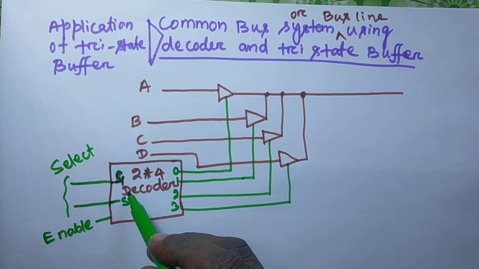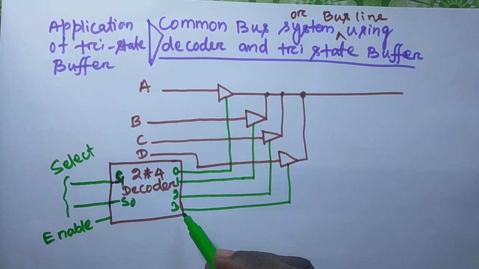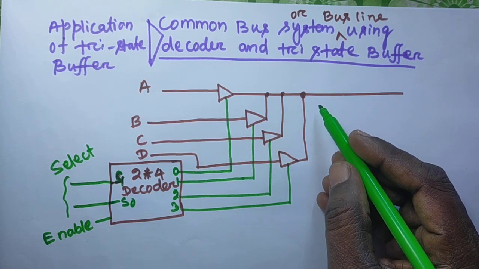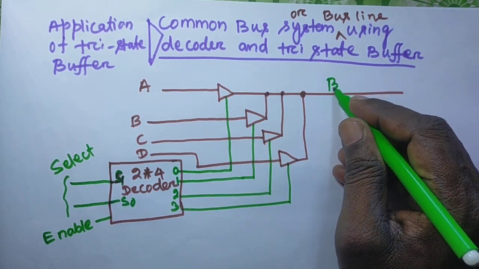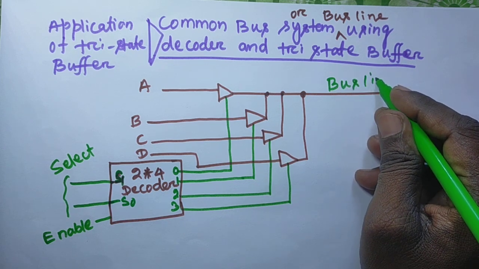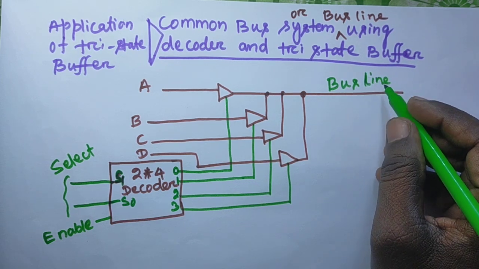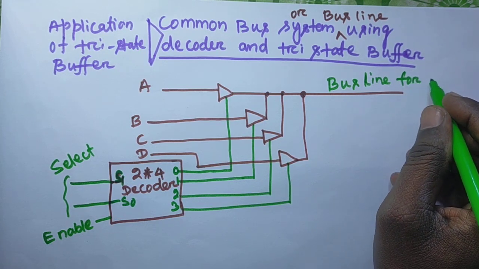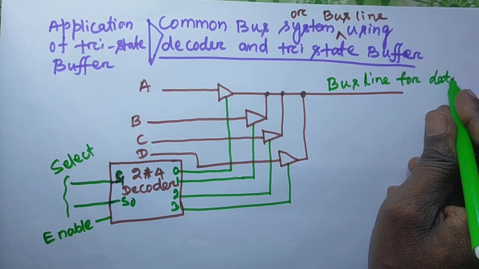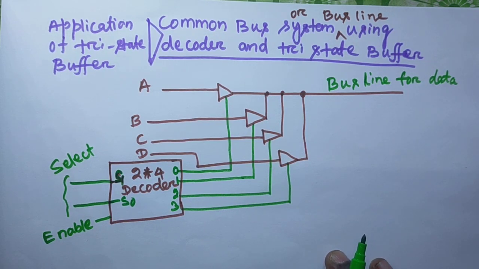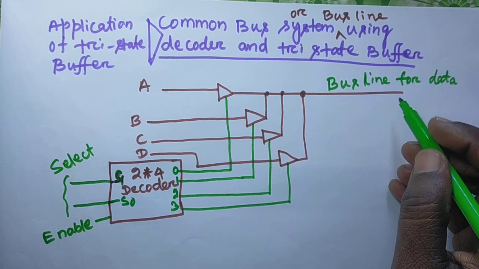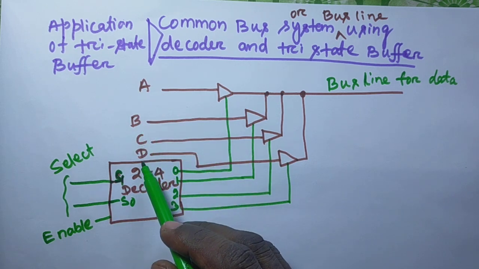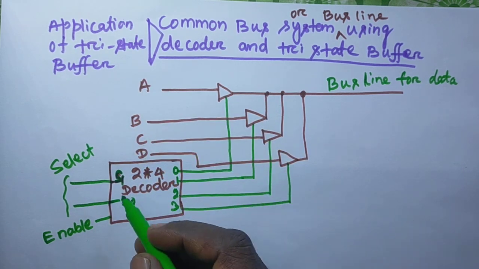Selection is designed through S0 and S1. Based on that, which data will be passed to this particular common bus, and we can write here it is a bus line. We can tell it as a bus line. Okay, bus line for bit or for data, any bit of data, bus line for data. Data is collected from A or B or C or D. Now how to choose this one, it depends on this selection.